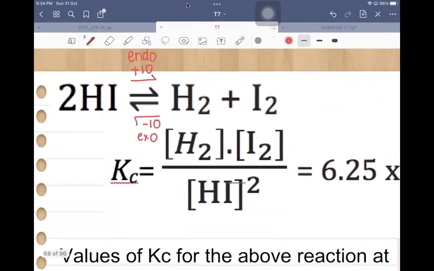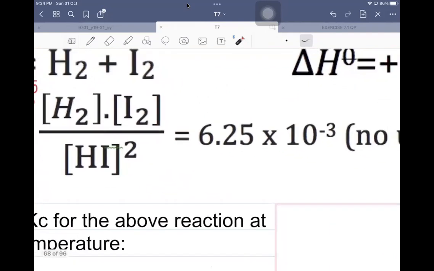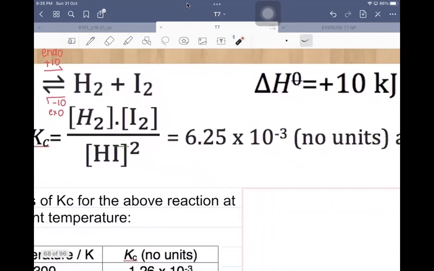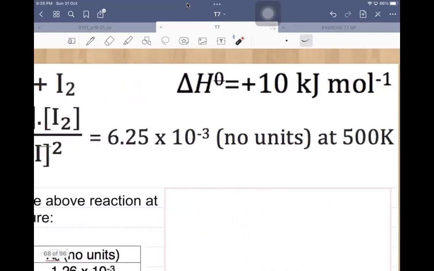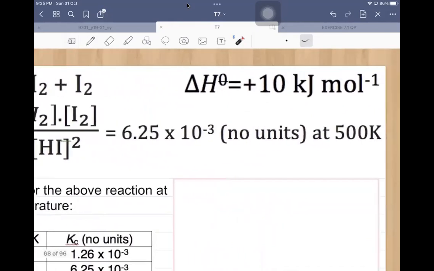Okay, if we write down the Kc expression, it will be the concentration of the products. In this case, our products are hydrogen and iodine over the concentration of our reactant raised to the power of its mole ratio. So that would mean concentration of hydrogen iodide to be raised to the power of 2, or we say that squared. The value of the Kc equilibrium constant is 6.25 times 10 to the power of -3, and there's no units. You already know how to work out the units of each Kc or Kp expression. So that's the number of Kc at 500 Kelvin.